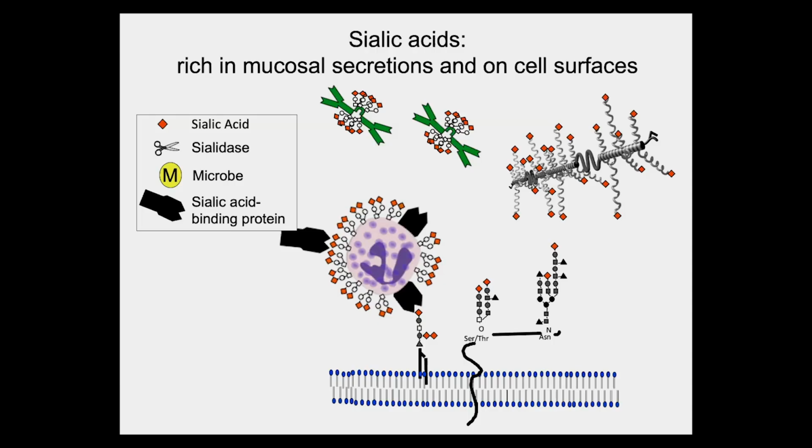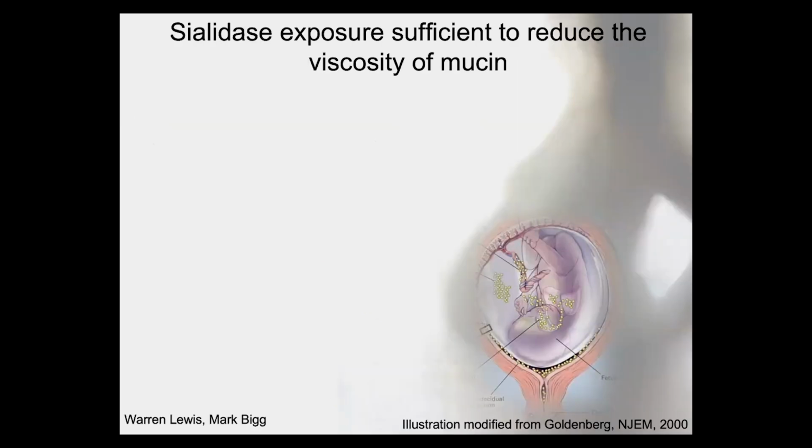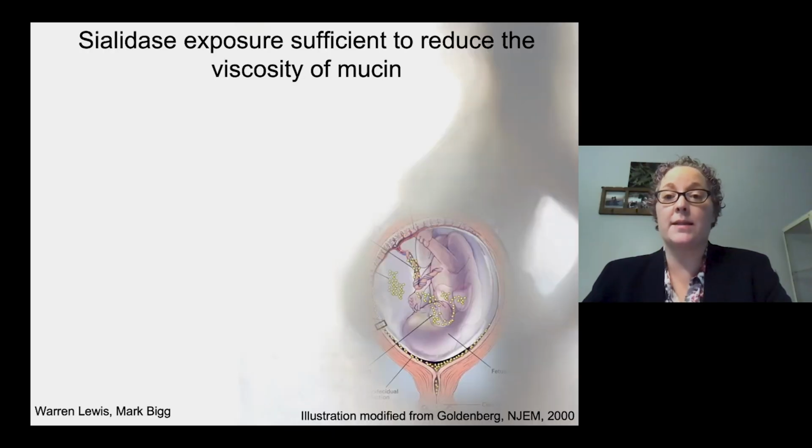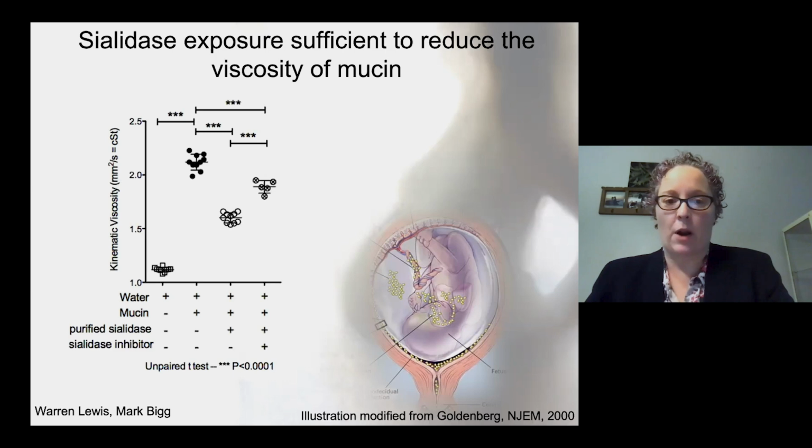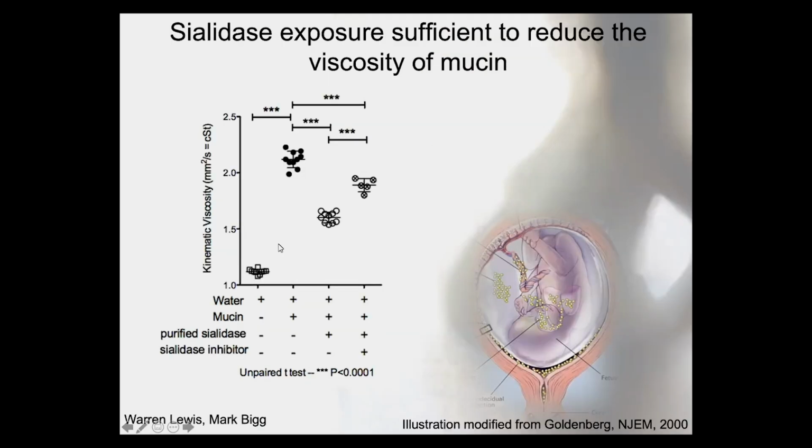So you might be asking yourself, what are sialic acids anyway? Sialic acids are carbohydrate residues that are rich in mucosal secretions, but also on cell surfaces. They're shown in these little red diamonds here. And so sialidase may be important both for its ability to cleave sialic acids from these secreted molecules, but also from cell surfaces.